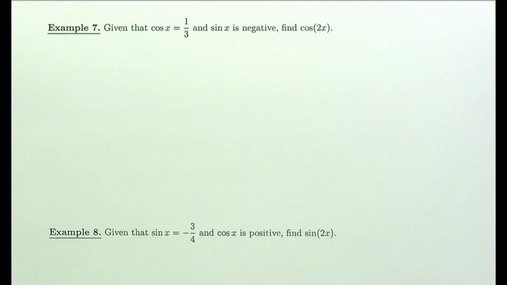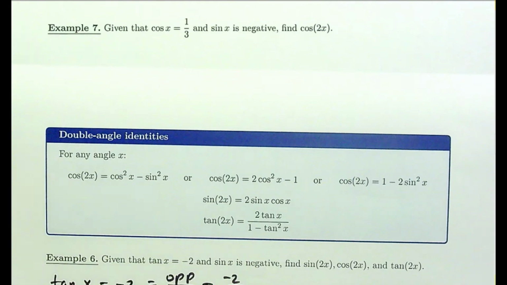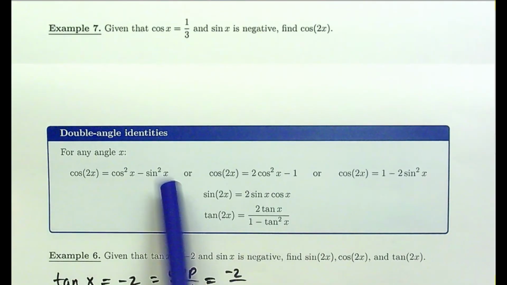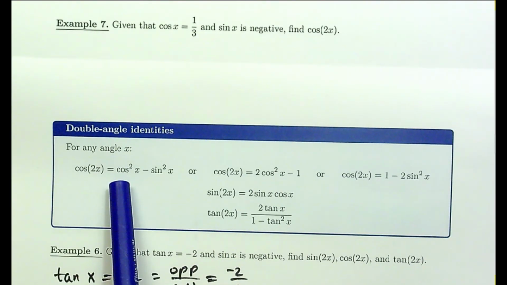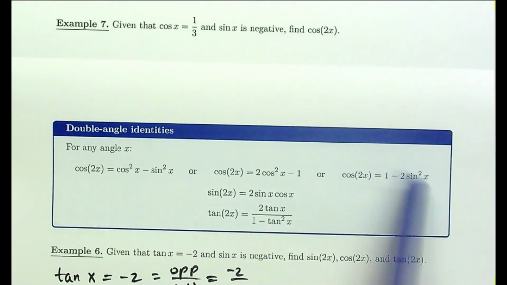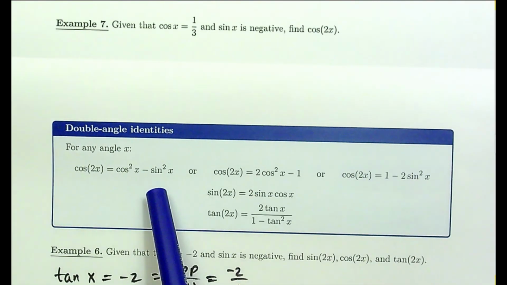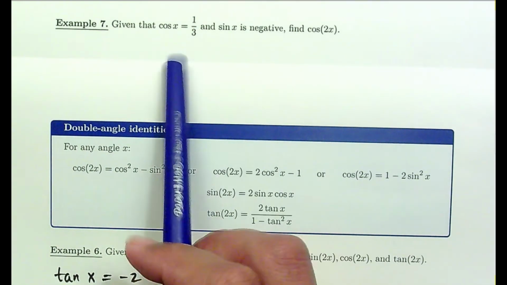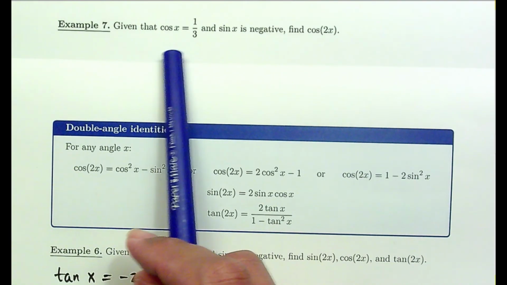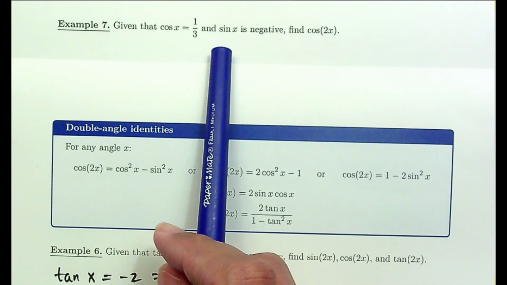Okay, we're going to look at the formulas for double angle of cosine. And notice that I actually have 3. We have that one, and that one. And we have to decide, think about this for a second, and decide which one we want to use. The information that we have is that cosine of x is 1/3 and the sine of x is negative.